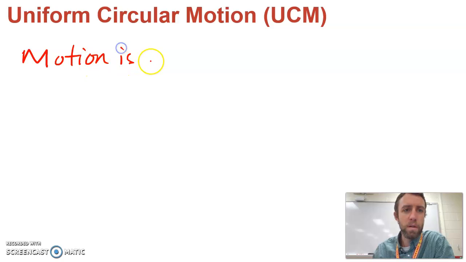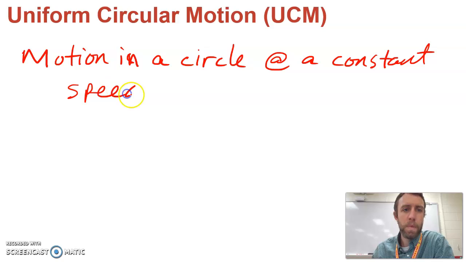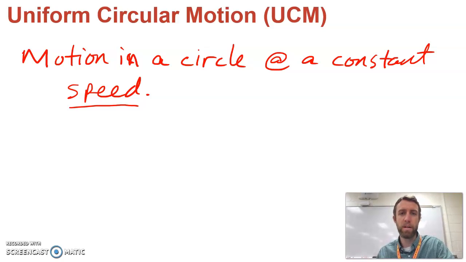So let's talk about what uniform circular motion actually is. You will see this referenced as UCM. This is just motion in a circle at a constant speed. Notice how I say constant speed, and that was very intentional. Remember that speed is how fast something is going. The direction that it's going doesn't matter.